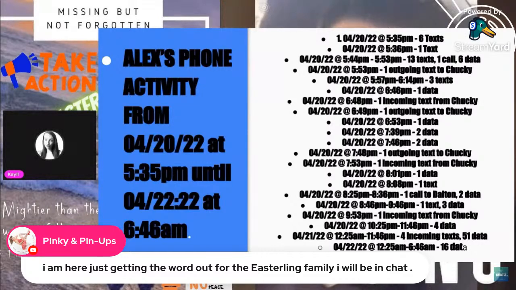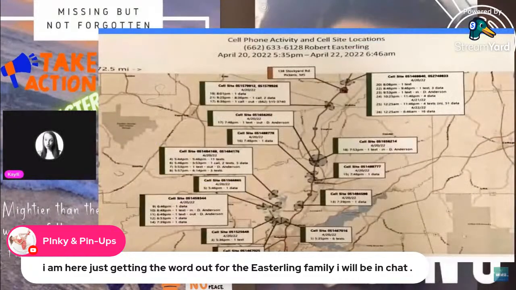Okay, moving on. So now we're at 5:53. We have 1 outgoing text message. So he sent 1 text message to Chucky, and that's at this part on the map.